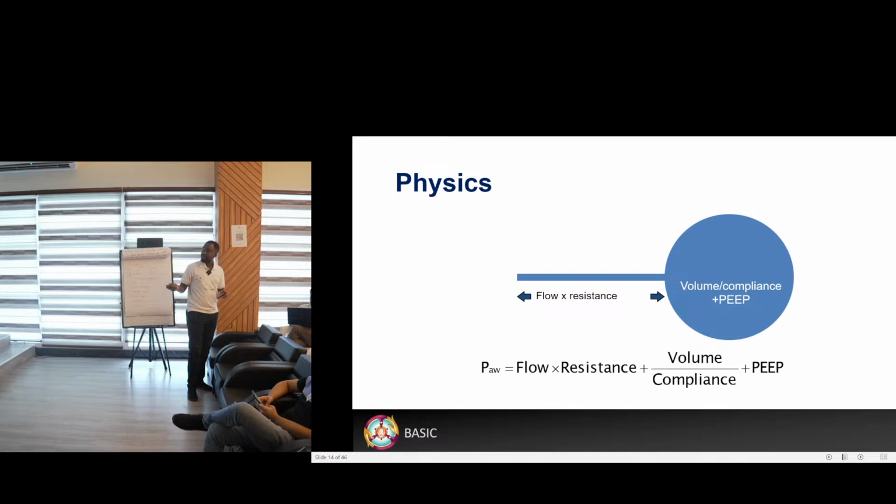But if you have a small pressure here, you have 40, and the plateau pressure is 10, then that means the rest of it is the resistive component. So it means we have a problem here.